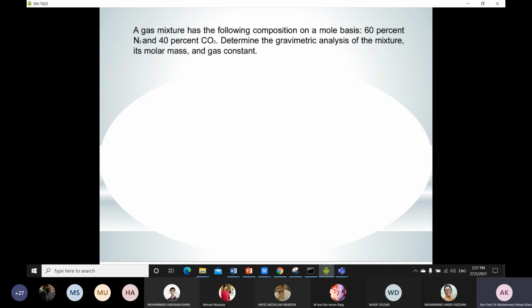It means you have to find the mass fractions, because it is clearly mentioned that you have to perform a gravimetric analysis. Also find its molar mass and gas constant. So you have to note it down and we move to the solution.